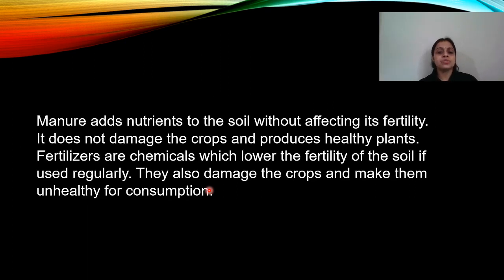Manure adds nutrients to the soil without affecting its fertility. It does not damage the crops and produces a healthy plant. Whereas fertilizers are chemicals which lower the fertility of the soil if used regularly. They can also damage the crop and make it unhealthy for consumption.